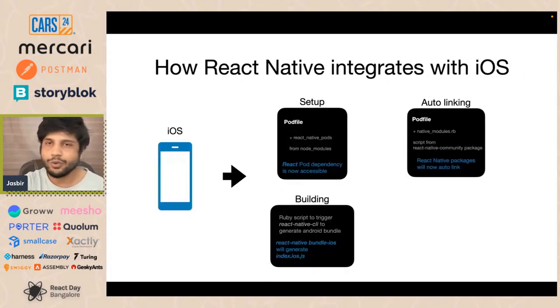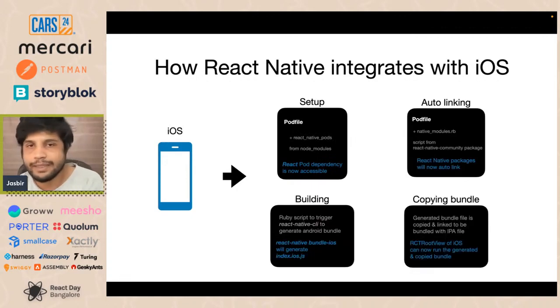It's very similar to how it works in iOS. So in the setup again, there's this pod dependency that you need to add. Using that, the React pod will now be accessible. And for auto linking, there's again a counterpart which is native_modules.rb script, which is again present in the React Native community package. This takes care of the auto linking like it does for Android. And again, you need to generate the bundle, but it's a separate bundle. It's an iOS bundle. So it's index.ios.js, which is generated using the bundle iOS command. So this is again triggered automatically by React Native. And finally is the copying of this bundle, which gets bundled with the IPA file. And finally, RCTRootView will be able to run React Native using this bundle.